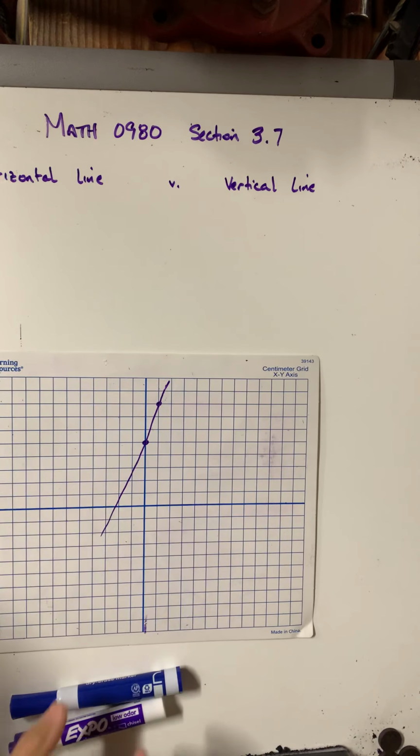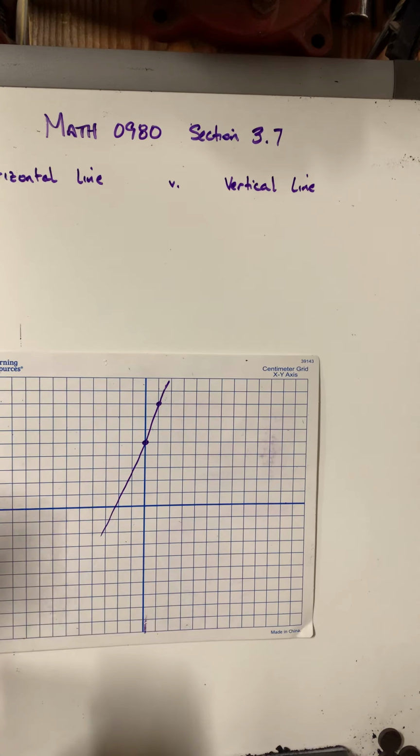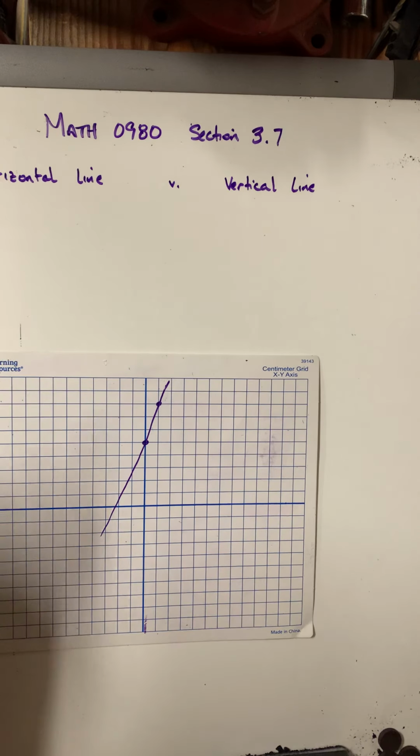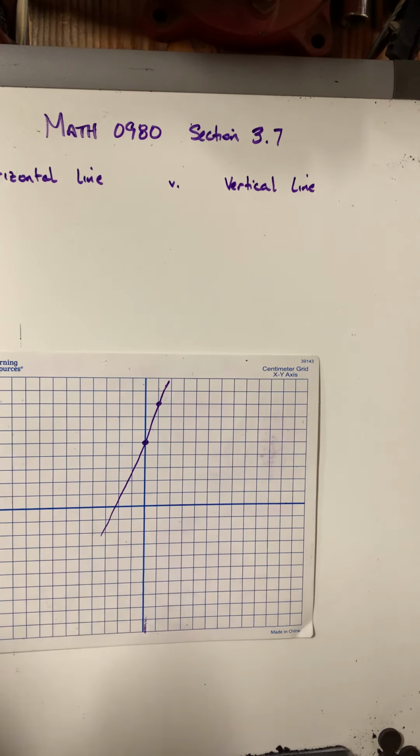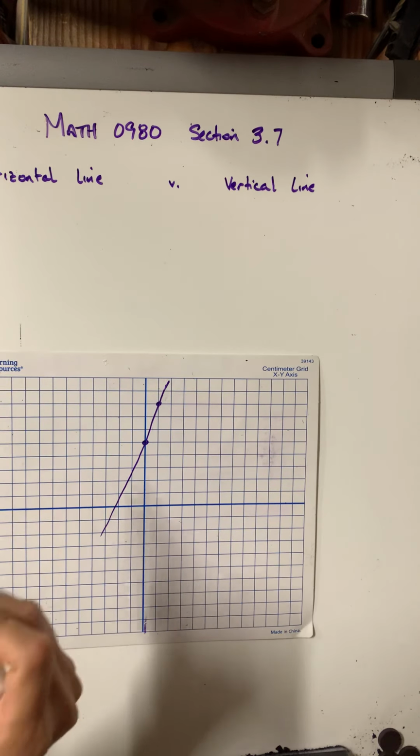This is the video for section 3.7 of Math 980, and we are continuing with our topic of lines. Today we're going to learn how to figure out the equation of a line given certain hints or information. So first of all, let's back up.